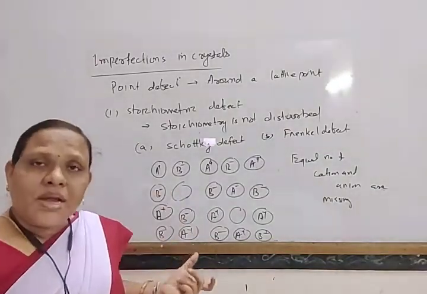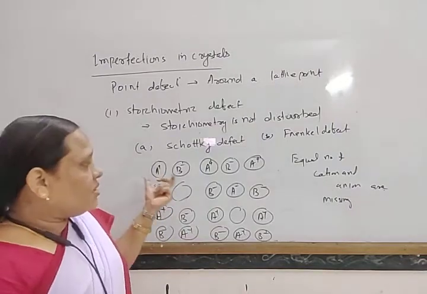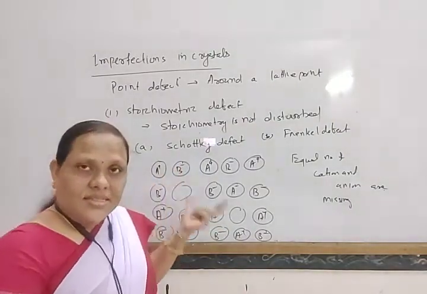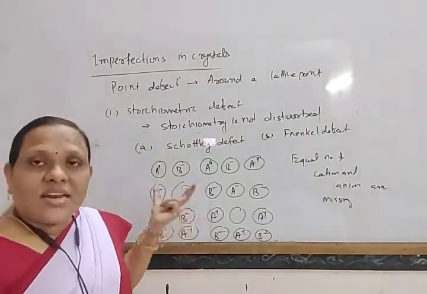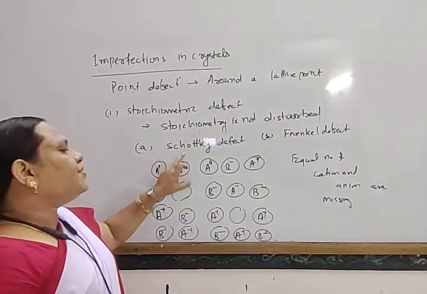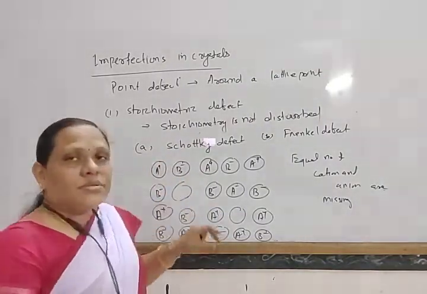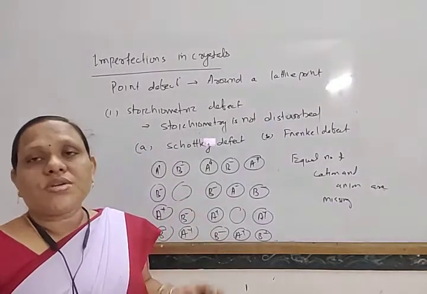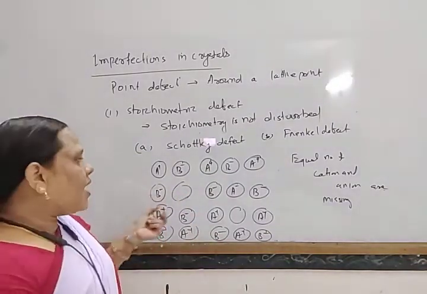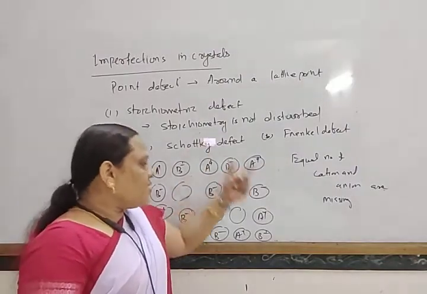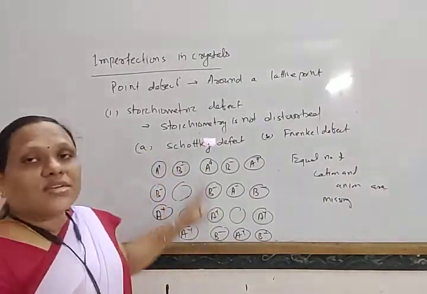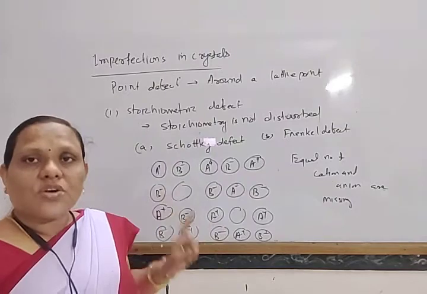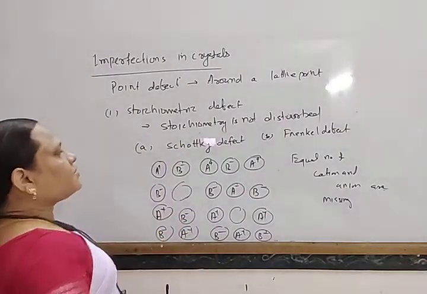And this Schottky defect is generally seen in the case of compounds, in crystals which have a higher coordination number. So which has higher coordination number, generally this type of Schottky defect arises. A Schottky defect takes place.